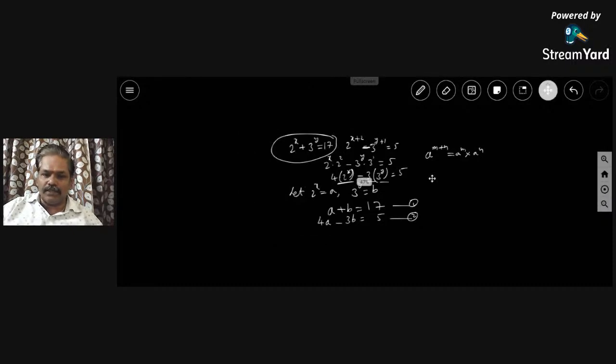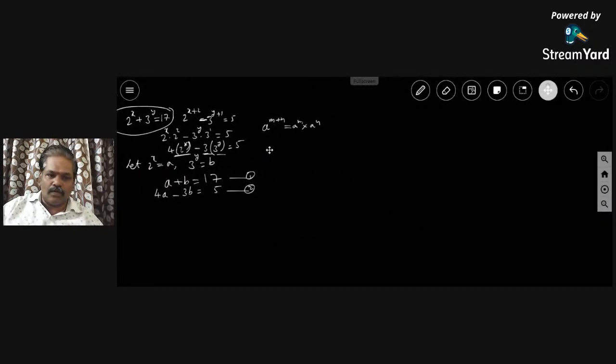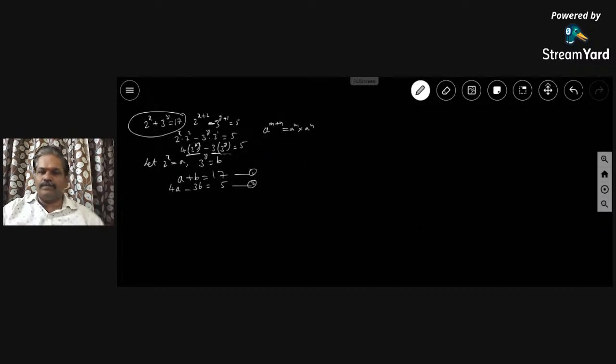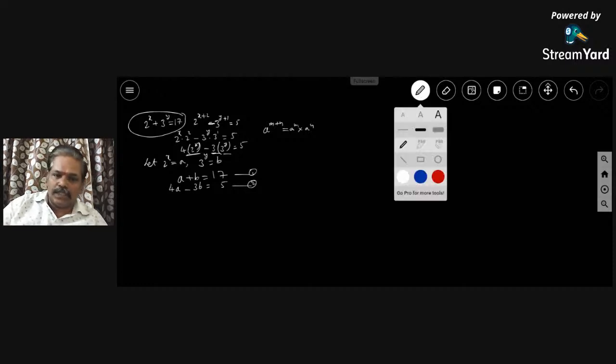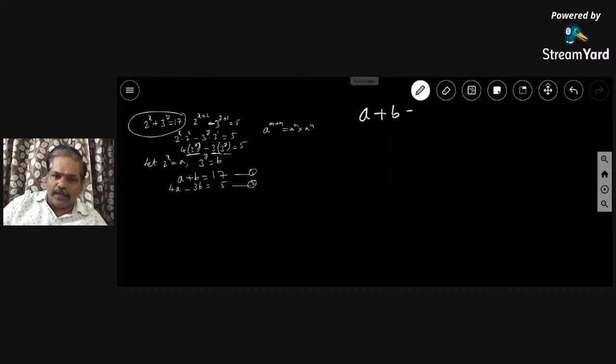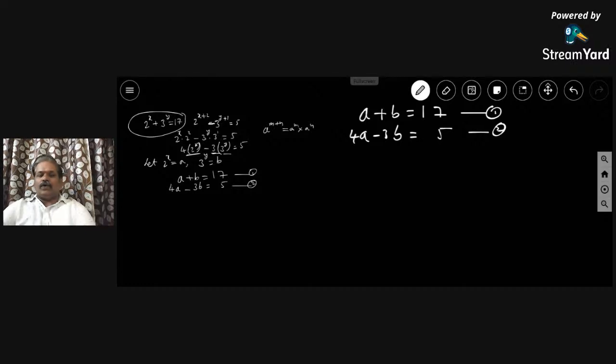Solving equations 1 and 2, that is a plus b equal to 17 and 4a minus 3b equal to 5. This is equation 1, equation 2. Either you need to equate the coefficient of a or the coefficient of b. It is your wish. So here I am making the coefficient of b equal.